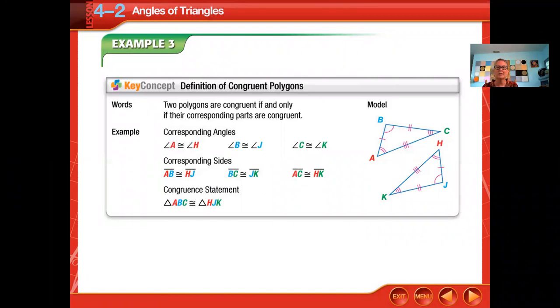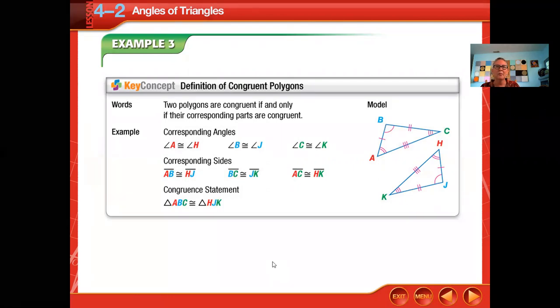It's called congruent triangles, but they're just going to go ahead and define for you congruent polygons, okay? Because it's true for all polygons, but we're in the triangle chapter, so here we go. The example they're using is a triangle.